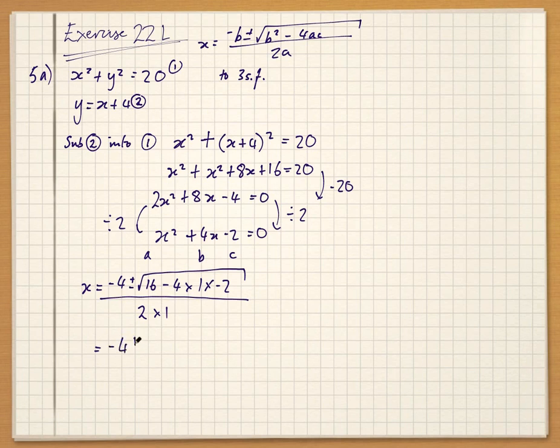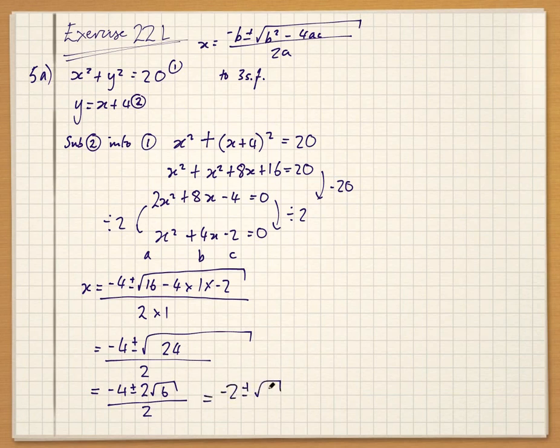That's minus 4 plus or minus the square root of 16. Minus 4 times 1 is minus 4, times that by minus 2, and that is plus 8. 16 plus 8 is 24, all over 2. I can write this in a simpler way because it's going to be a surd, and this is 4 times 6, and 4 is a square number, so I can take that outside the brackets. So that's minus 4 plus or minus 2 root 6 over 2, and because all these can cancel, that becomes minus 2 plus or minus root 6.